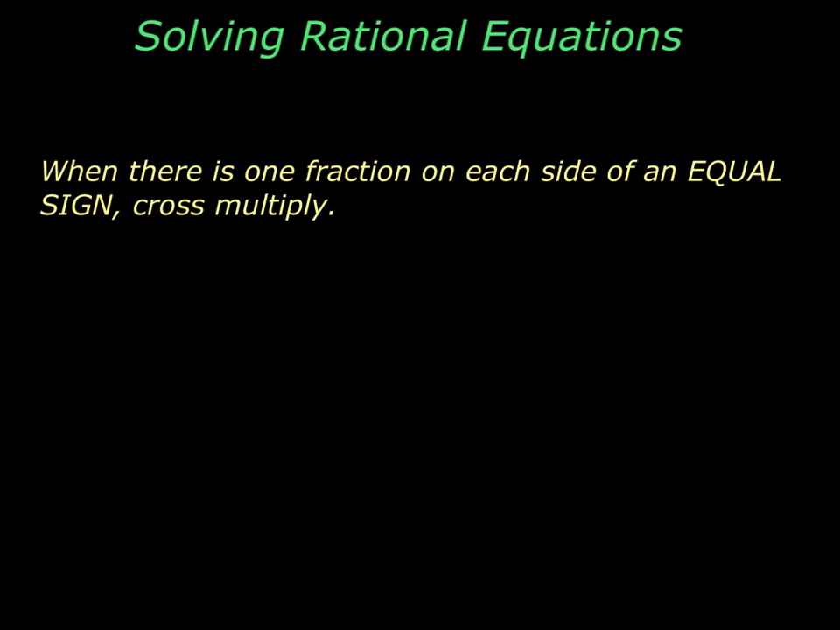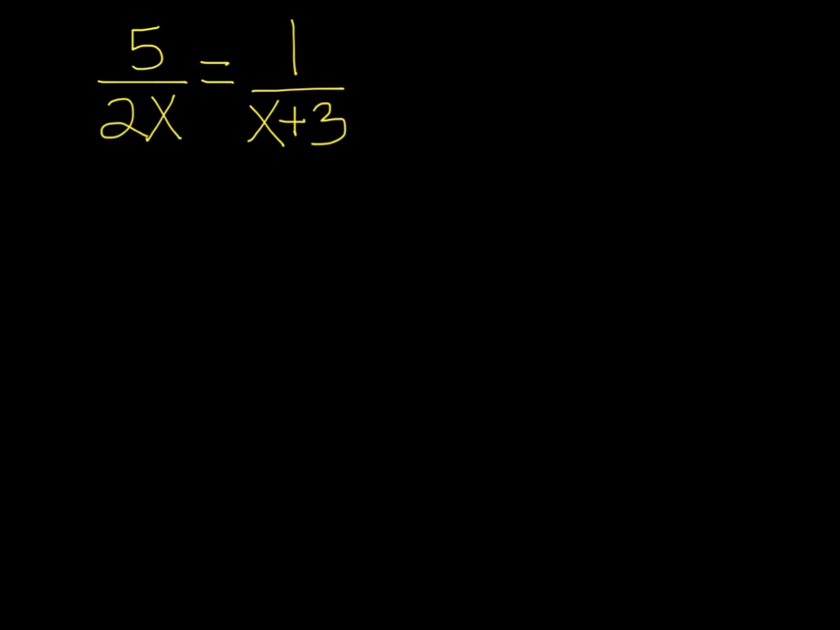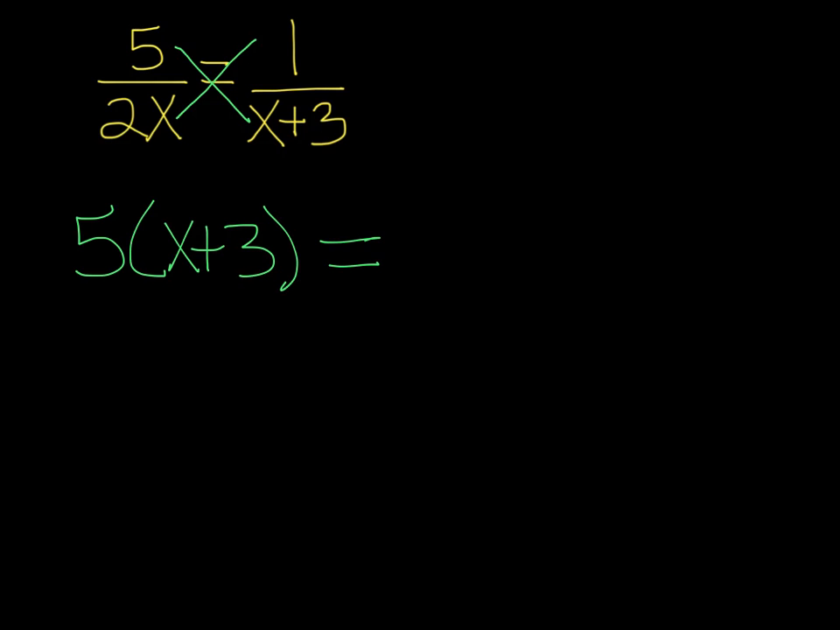The first thing that we're going to talk about is when there's basically one fraction on each side of an equal sign, and you guys have done that before. All you have to do is cross multiply. We have 5 over 2x equals 1 over x plus 3. So we're going to cross multiply. That means we're going to multiply the 5 times x plus 3, put the equal sign, and then multiply the 1 times the 2x.